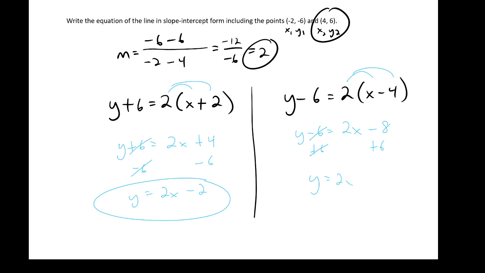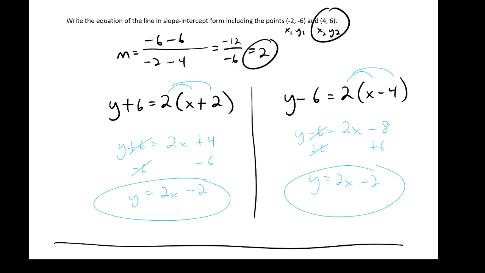Y is equal to 2x minus 2. Same exact thing. You don't have to do it both ways. Just choose one. Just demonstrating it's the same. Doesn't matter. It's the same line, right? Which makes sense, that if the line includes both points, the same equation is going to apply to both. All right, so let's look at some different directions.